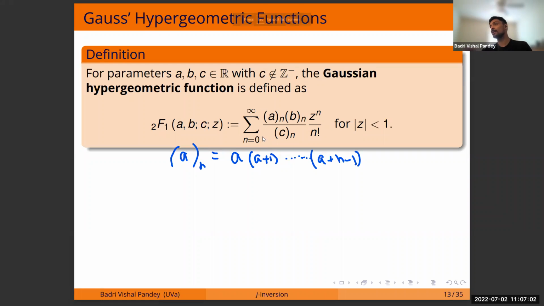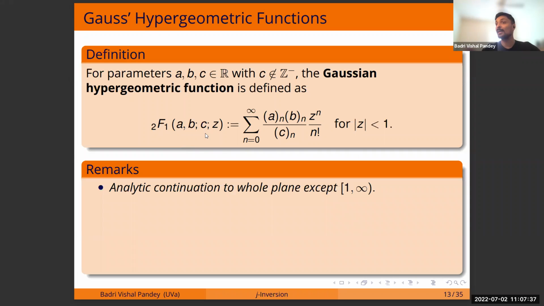So in the numerator you have (a)_n, (b)_n, and in the denominator (c)_n, z to the power n divided by n factorial, and you want the absolute value of z to be less than 1. This function can be extended to the complex plane, because it also has an integral representation, and using that you can extend it to the whole complex plane excluding one line. You want the space to be simply connected to make everything nice. So it has an analytic continuation to the whole complex plane except 1 to infinity, but this is the place where you can actually approximate it, and that is important.